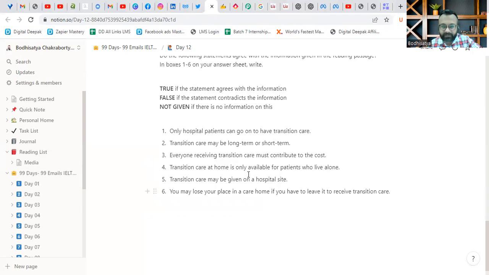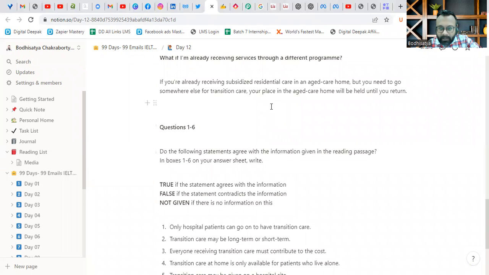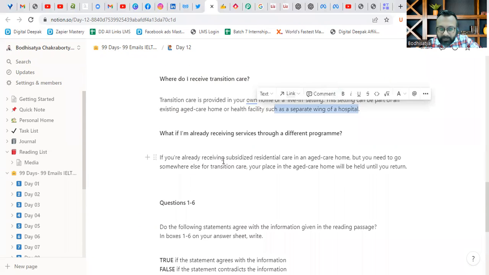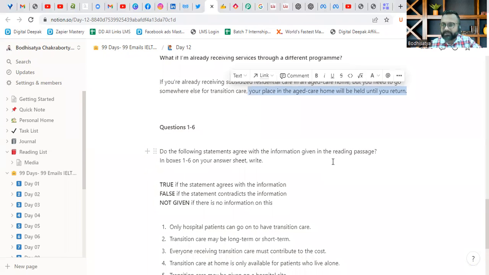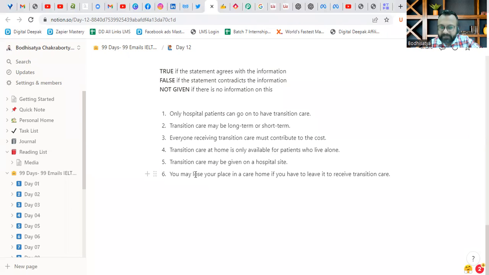Let us look at this last statement over here. If you are already receiving subsidized residential care in an aged care home, but you need to go somewhere else for transition care, your place in the aged care home will be held until you return. So you are not losing your place. It will be held until you return. Which is in direct contradiction to the statement that is given over here. So the answer is false.